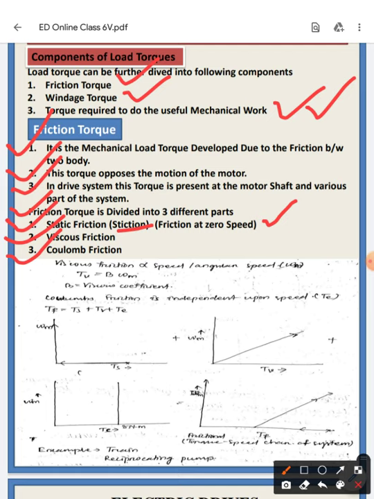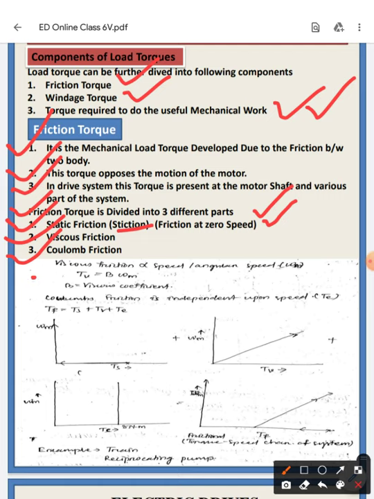Viscous friction is proportional to the speed or angular speed, that is omega, whereas static friction doesn't depend upon the speed. It is the friction due to the standstill condition of any system, that is, due to zero speed.